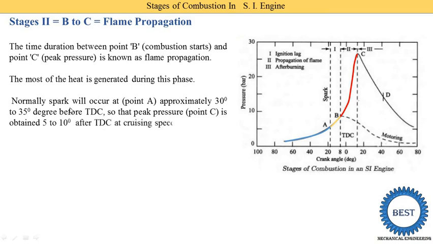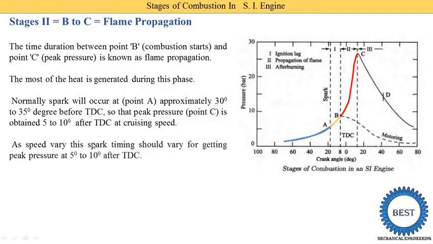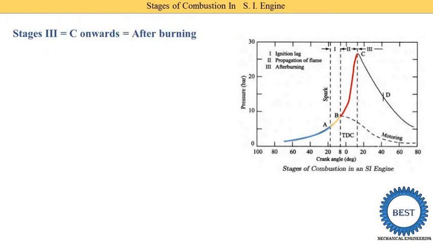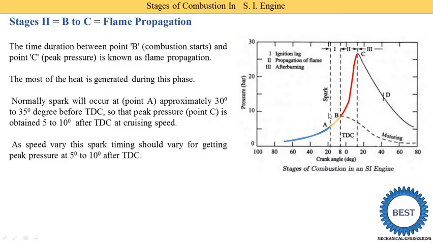Normally the spark occurs at point A, approximately 30 to 35 degrees before TDC. In this image you see 20, but it is approximately 30 to 35 depending on the speed. The peak pressure at point C is obtained 5 to 10 degrees after TDC. As the speed varies, the spark timing will vary to get the peak pressure at 5 to 10 degrees after TDC. So where point C is achieved depends on the speed.